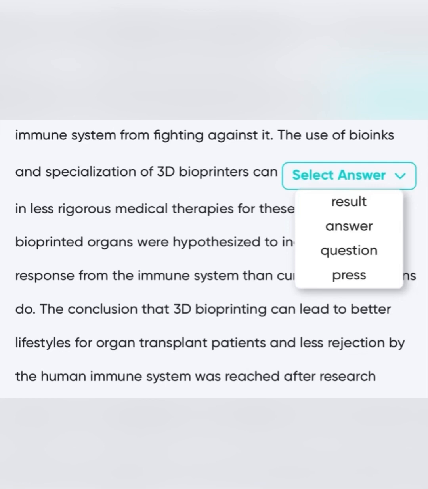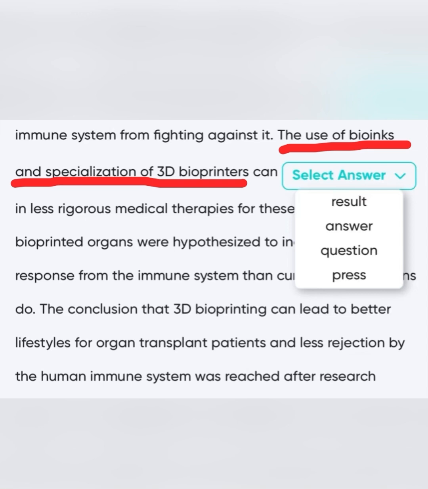We have to locate the subject of the sentence, and the subject is the use of bioinks and specialization of 3D bioprinters. Subject is the use, particularly the use. So the use of something, use of what? Bioinks and specialization of 3D bioprinters, right? The use of something can do what, right? We have to question this to ourselves while reading all the four options.